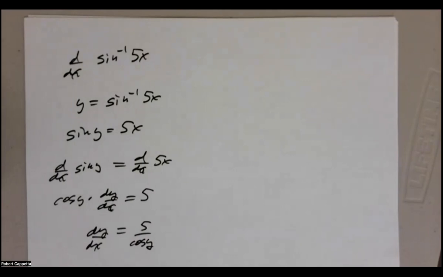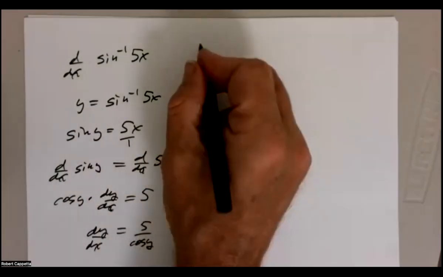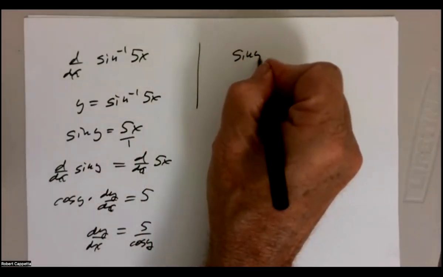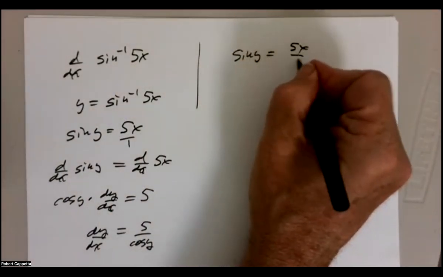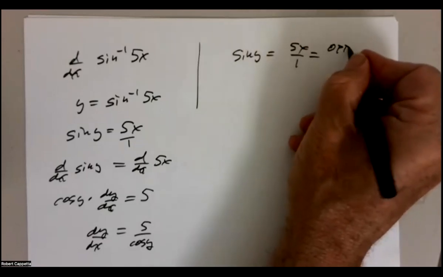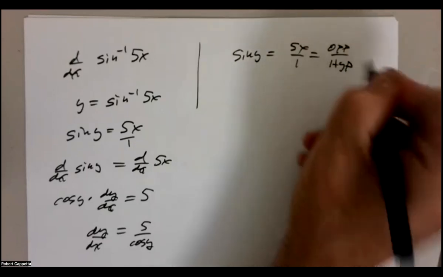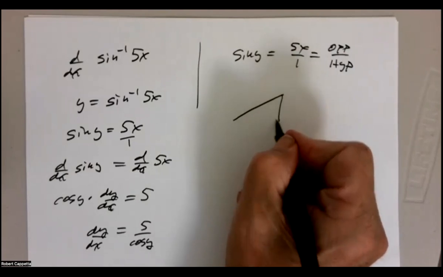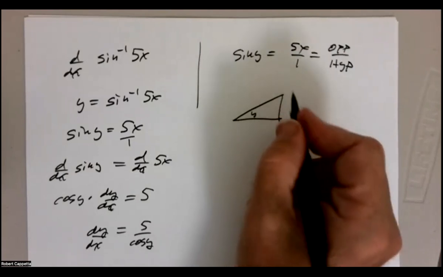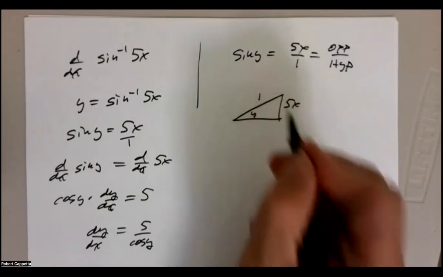So let's go ahead and do that. How do I do that triangle? What's the idea? I recognize sine of y is 5x over 1, which is opposite over hypotenuse. And draw a triangle. Opposite 5x, hypotenuse is 1.